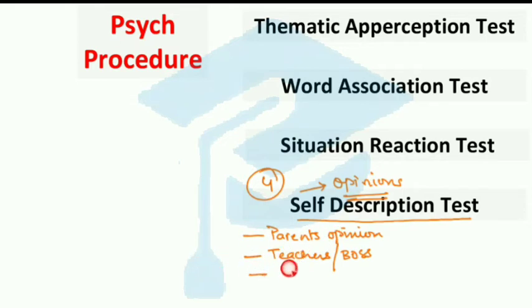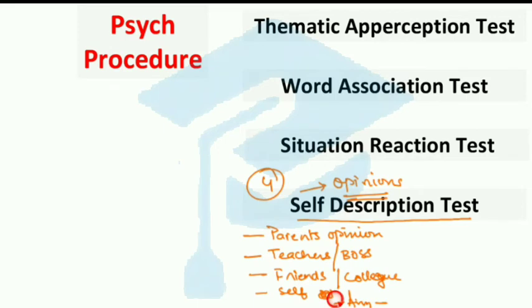Next comes your friend's opinion. In case you are a student, your friend's opinion. In case you are working somewhere, your colleague's opinion. Colleague or co-worker. Next is your self opinion. Self means how you yourself think about yourself. Clear? And the last you write is your aim in life. Aim in life means how would you like to be?